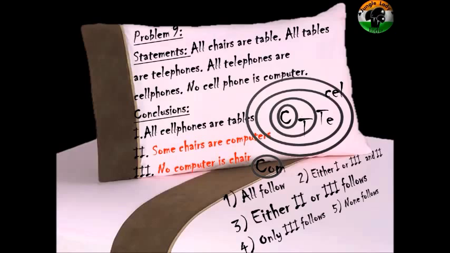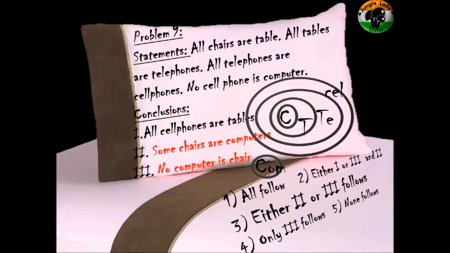Looking at conclusion 1, all cell phones are tables. Cell phone is the outer circle and tables is the inner circle T. So I get an inward arrow from cell phone to tables, and I should read it as some cell phones are tables. So it's clear that conclusion 1 is wrong.